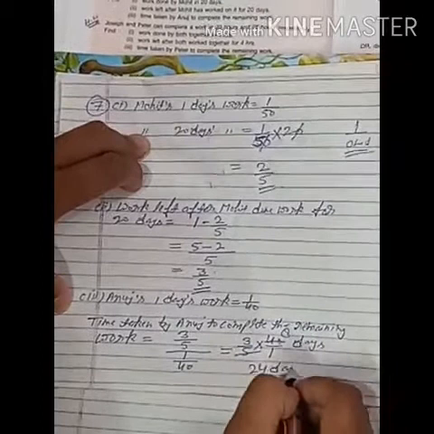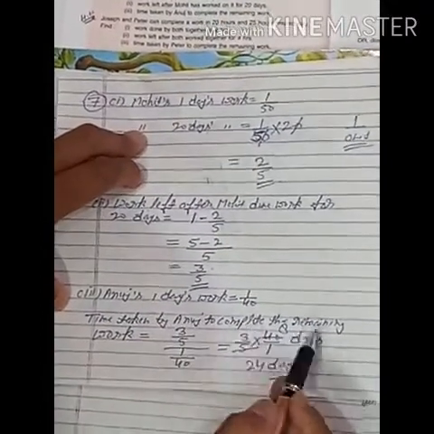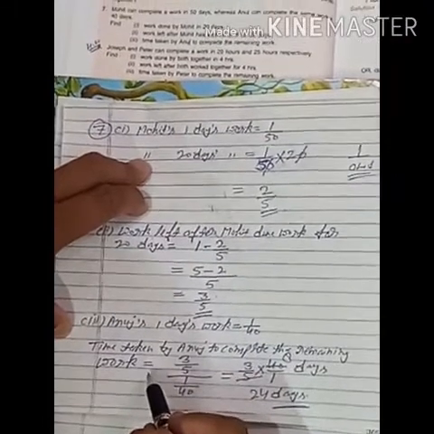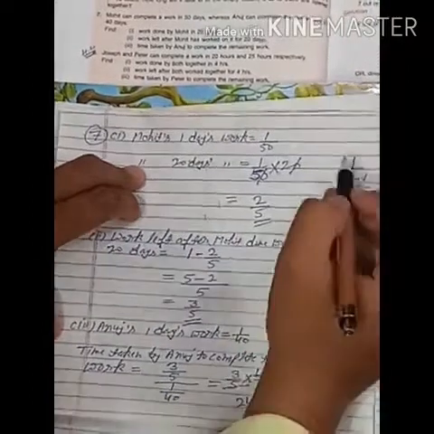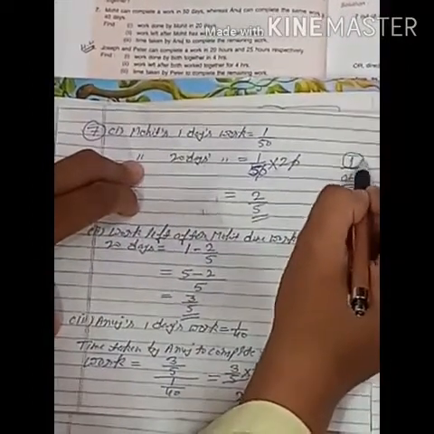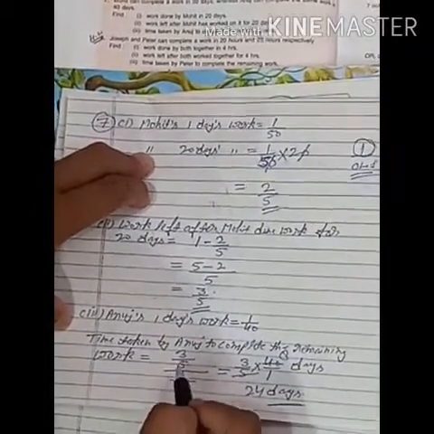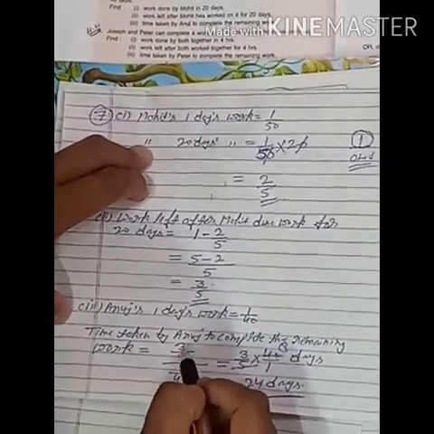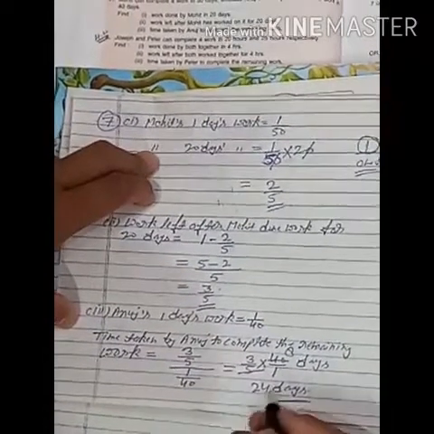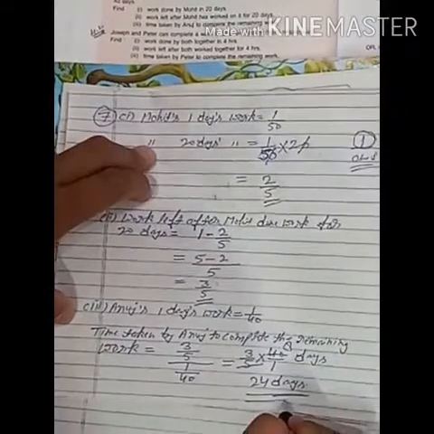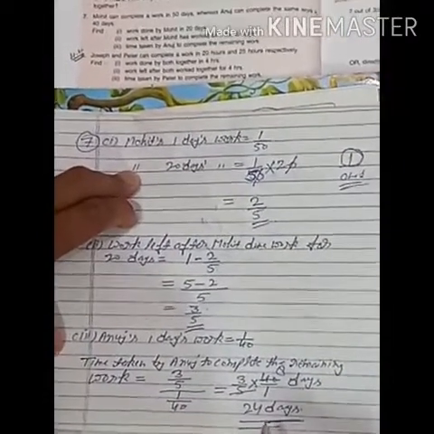24 days. Listen again. Time taken by Anuj to complete the remaining work: the formula of time taken to complete the work is 1 upon 1 day's work. What is 1 here? It is the complete work, but here it is asking the remaining work. So in the numerator we will write the remaining work, 3 upon 5, upon 1 day's work, which is 1 upon 40. After solving this we are getting 24 days. It means in 24 days Anuj can complete the remaining work.